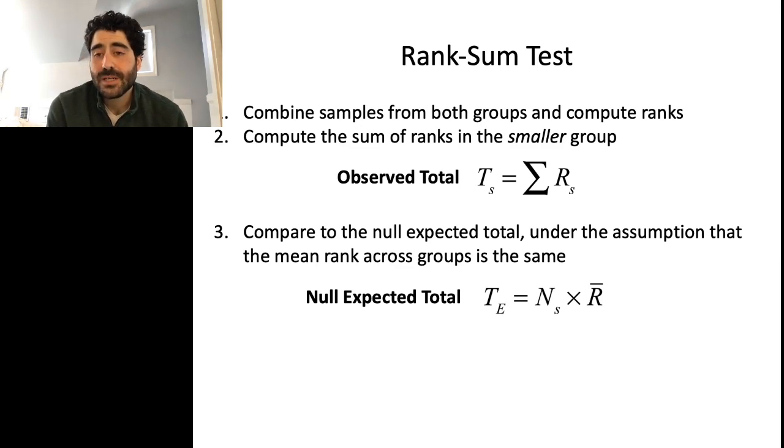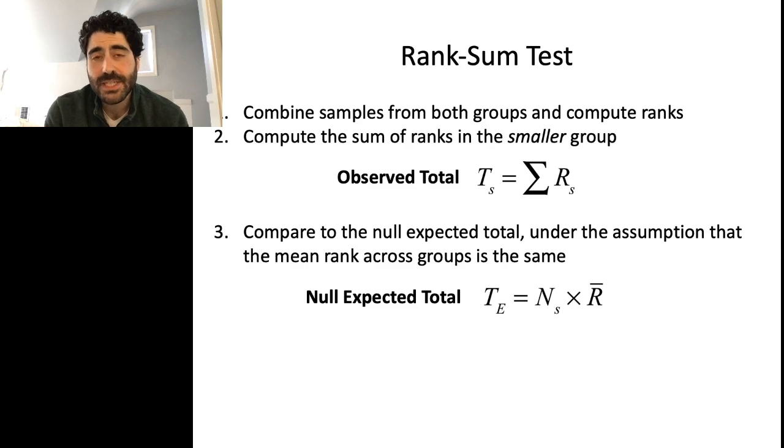So now we have what we actually measured in our data, which is the actual sum of ranks in this group. And then we have our null hypothesis, which is that the average rank in this group should just be R bar. That's this null hypothesis, that both of these groups are centered around the mean rank.